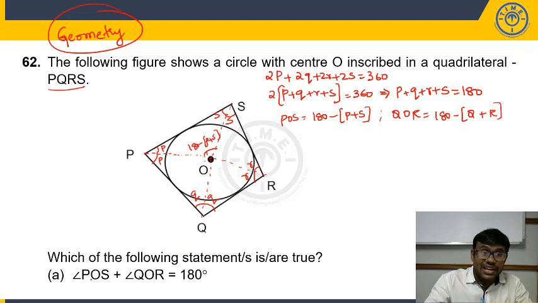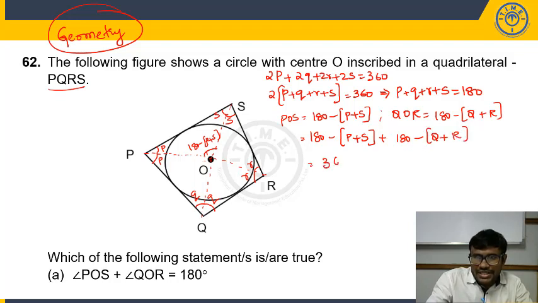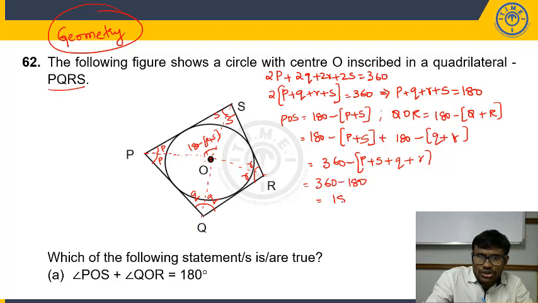Now we have to check whether angle POS plus angle QOR is 180 or not. Now add these two. 180 minus P plus S plus 180 minus Q plus R. So it is 360 minus of P plus S plus Q plus R. So what is P plus Q plus R plus S? That is 180, no? So it is 360 minus 180, so 180. So the first condition has been proved. Yes or no? The first condition has been proved.